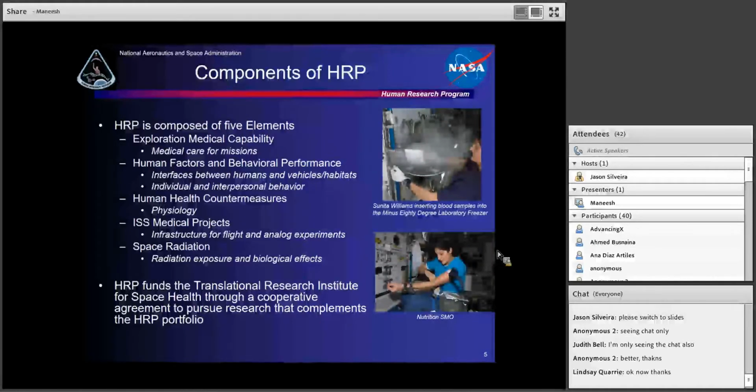And then finally, Space Radiation is just what it sounds like. They work on radiation exposure and biological effects both. Now, a lot of people, when you say this, think instantly of cancer, so you're thinking long-term effects, but we're also working on acute effects and other things like oxidative damage, cardiovascular disease, atherosclerosis, and other things that might be affected by radiation, not just cancer. In addition, we fund the Translational Research Institute for Space Health through a cooperative agreement, and their charge is to work on some of the more cutting-edge, outside-the-box types of studies.